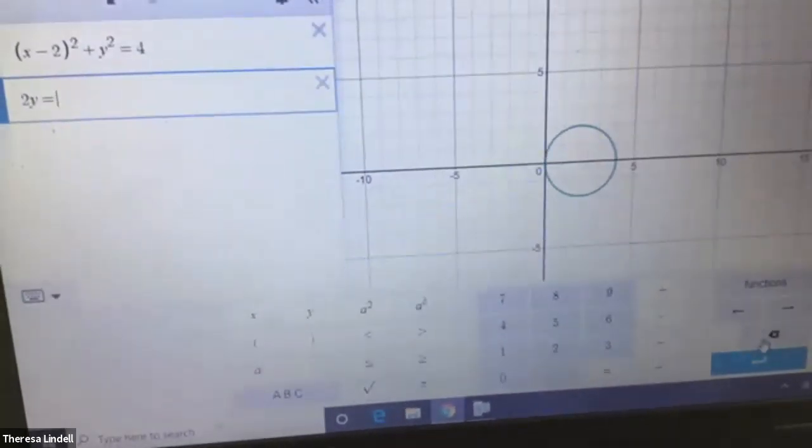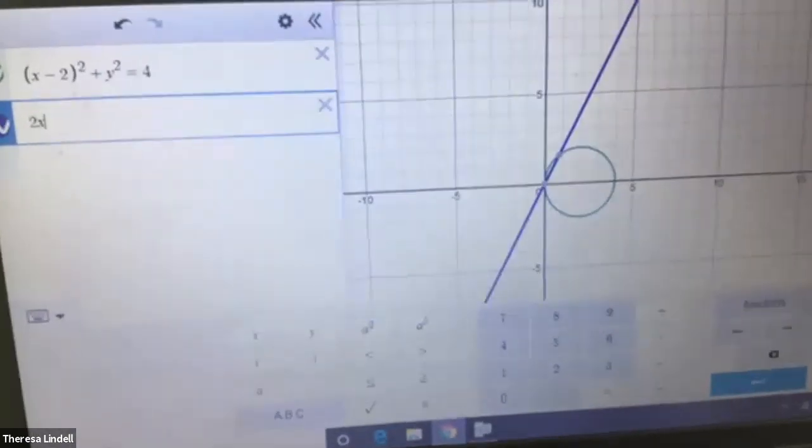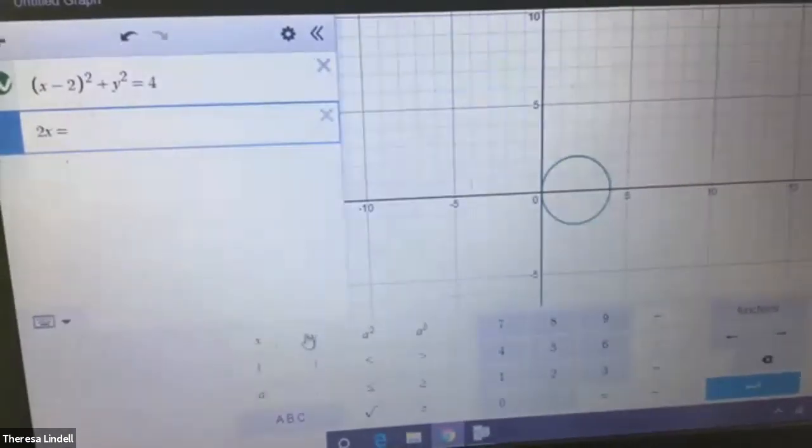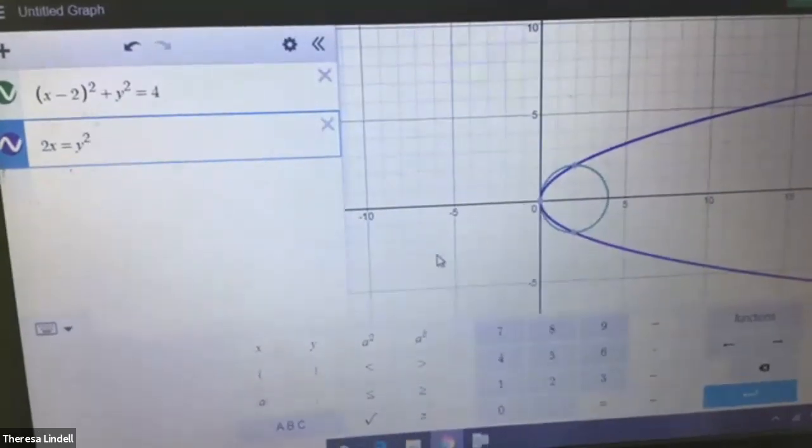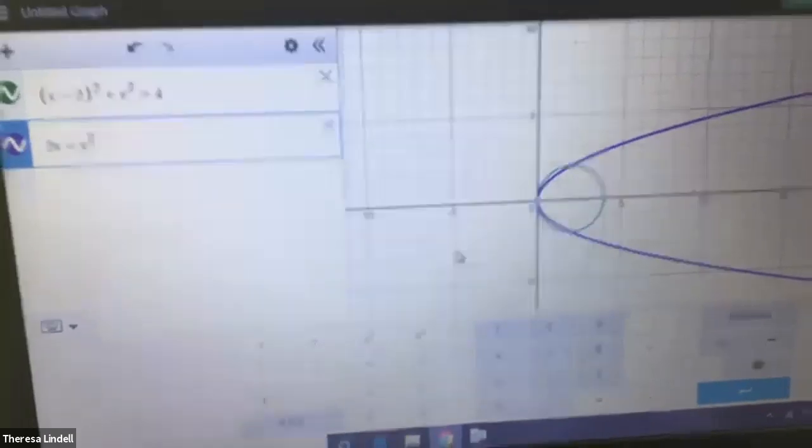For my peace of mind, I need to check this out. Sorry, everyone. 2x equals y squared. Aha. That's right. Sorry, peeps. So that one would have been there. Good to know. Good to know.